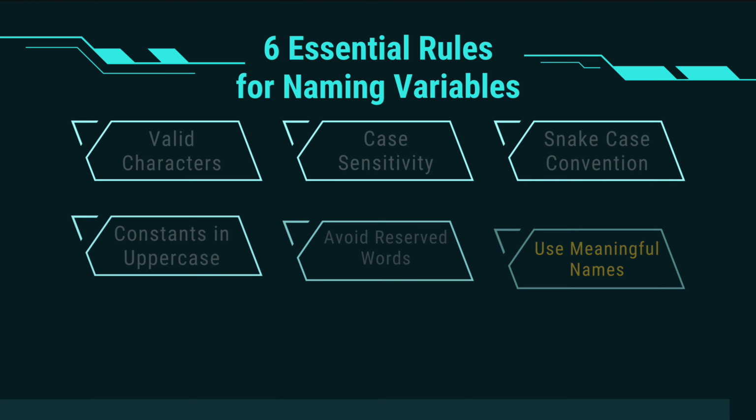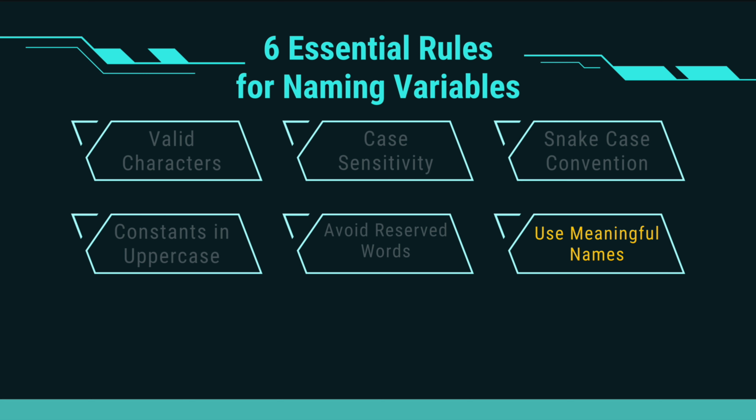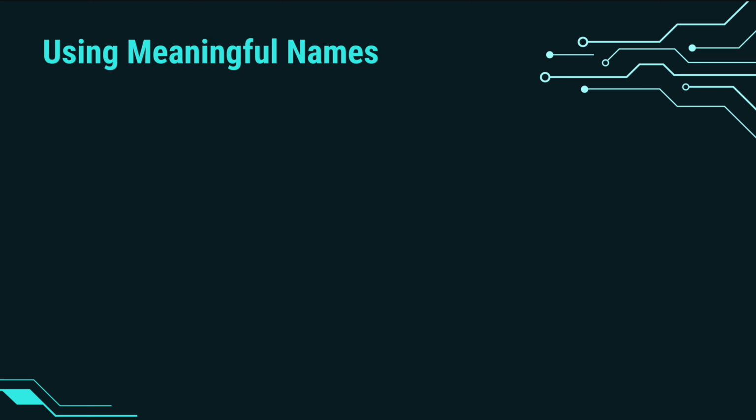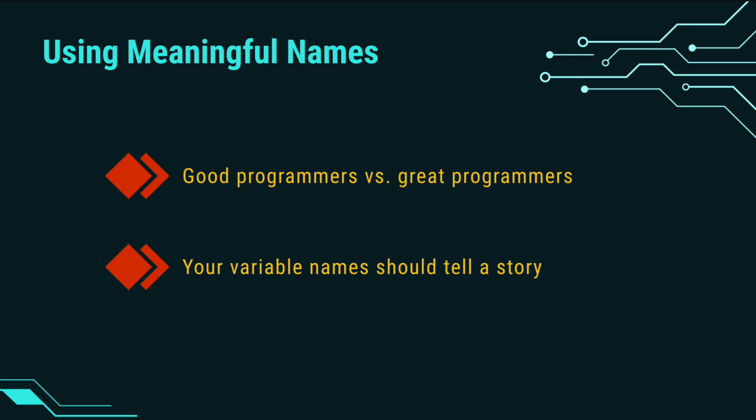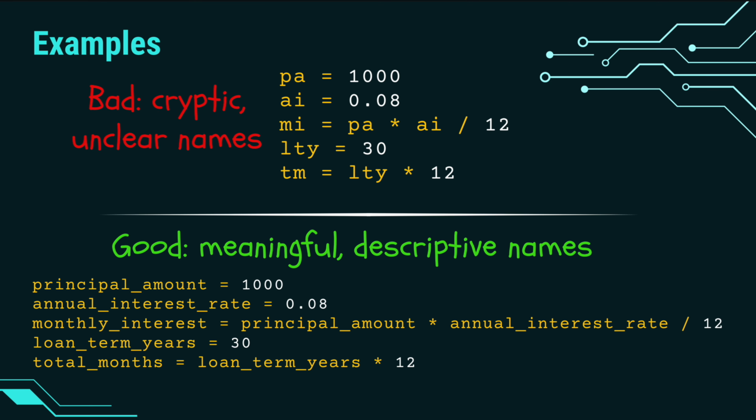And that brings us to our final and the most important rule of all: use meaningful names. This rule is what truly separates good programmers from great programmers. Your variable names should tell a story. They should clearly and concisely describe the data they hold. Let's look at a powerful example. On the top, we have some code with cryptic names like PA equals 1000, AI equals 0.08, and LTY equals 30. Can you tell what this code does? It's nearly impossible without a comment or deep analysis.